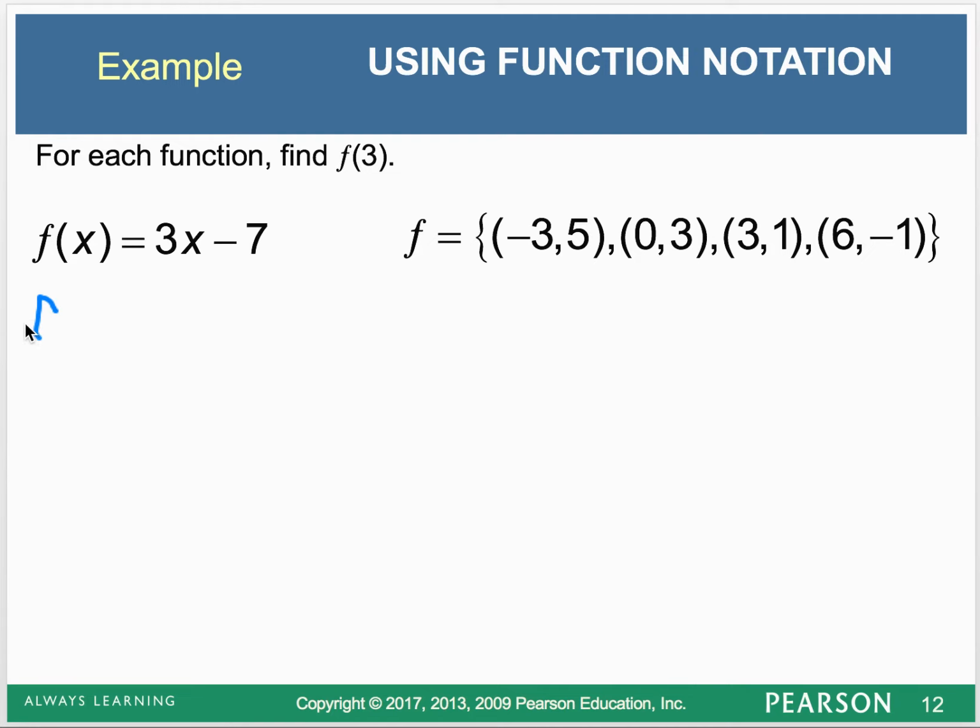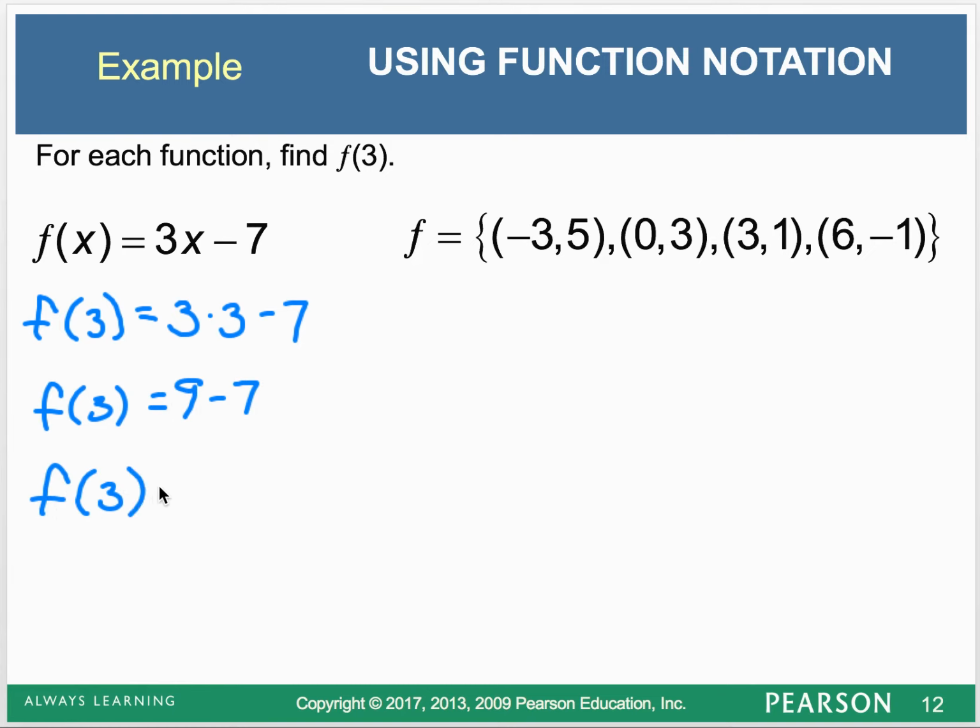So f of 3, once again, means you just replace the x with a 3. So you wind up with 3 times 3 minus 7, or 9 minus 7, or 2. So f of 3 is 2. When x is 3, y is 2. So over here, f of 3 means, remember, x is 3. So let's see when x is 3. Here's where x is 3. So when x is 3, y is 1.